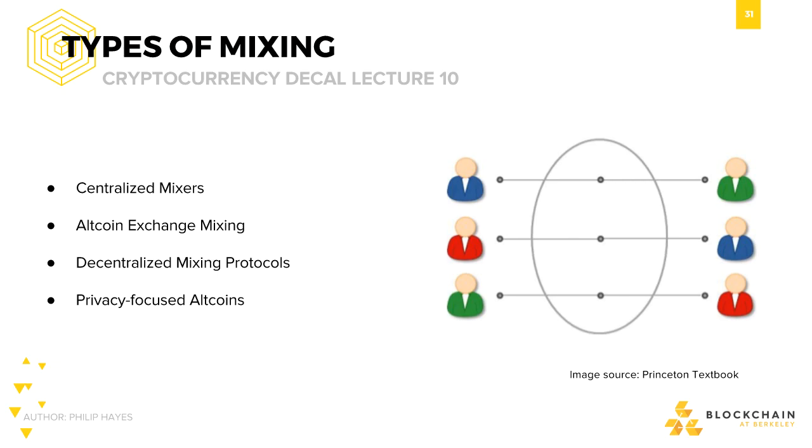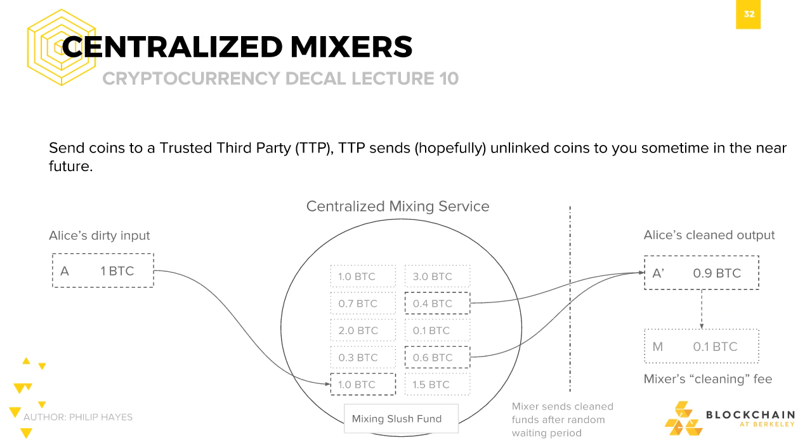Okay, so now we're going to cover the first two types of mixers: centralized mixers and altcoin exchange mixing, and we'll pick up next lecture. Okay, so centralized mixers, it's fairly intuitive, as you might imagine. Basically, you have some service, often on the dark web, that operates like a slush fund of Bitcoins. And then what you do is you send your Bitcoin to that service, sometimes with a fee, and then wait some amount of time, and then they're going to send Bitcoins to your new address.